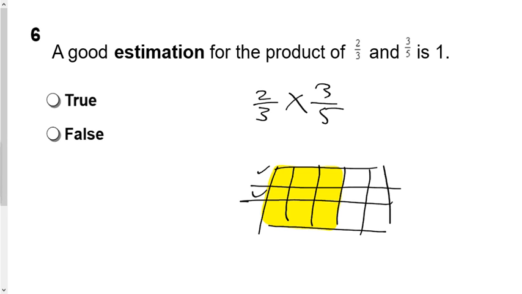So a good estimation for the product, meaning multiplication, of this and this is going to be 6/15, which is even less than half. So therefore, the estimation is not true, it is going to be false.